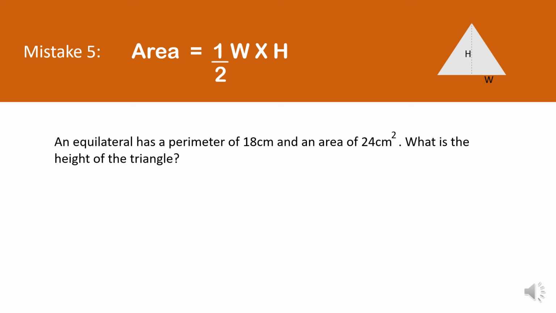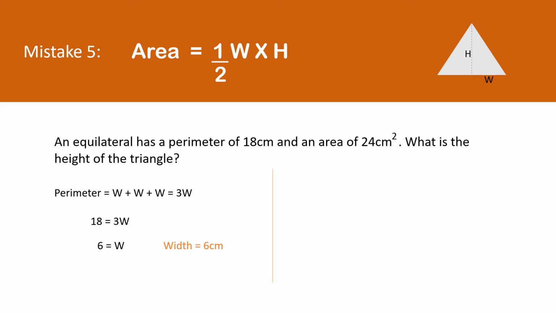Let's have a look at the following example. An equilateral triangle has a perimeter of 18 cm and an area of 24 cm square. What is the height of the triangle? The question gives you two pieces of information, the perimeter of the triangle and the area of the triangle. Let's start with the perimeter.